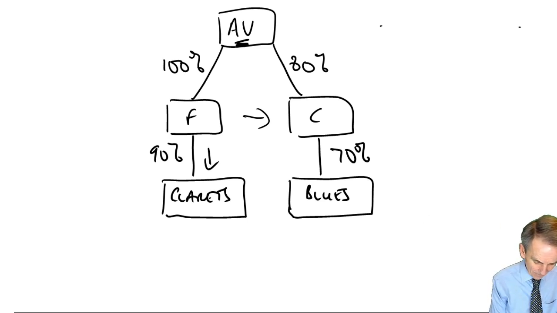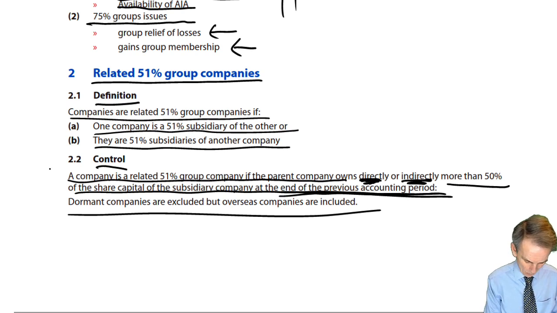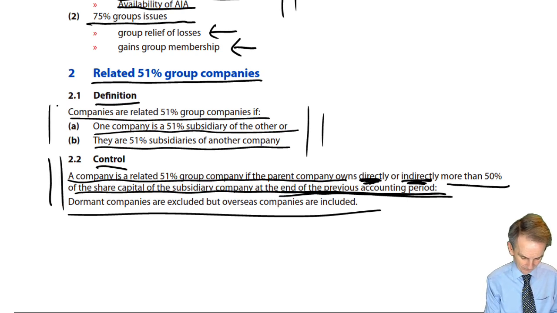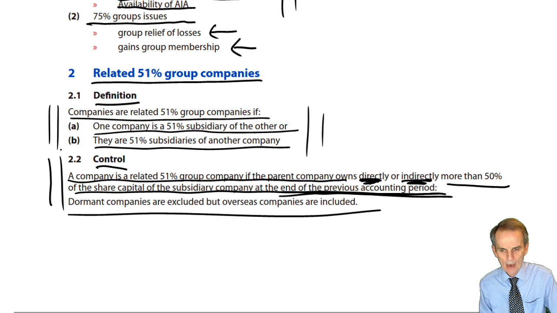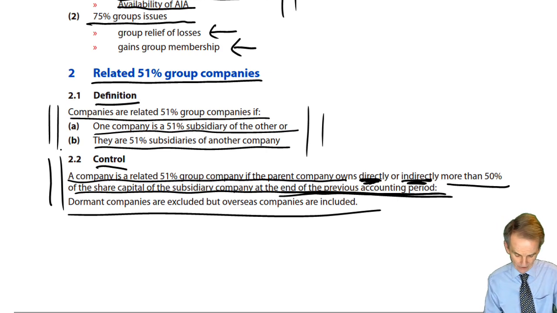Using the definition that we have seen here and what we mean by control, I would like you to establish for the AV group of companies, if you assume for this purpose that the percentages I've given you have been the percentages at least since the end of the previous accounting period. These share ownerships have not changed for some considerable period of time. They were the share ownership figures not just during this period, but also at the end of the previous accounting period. There's been no change in those shareholdings.